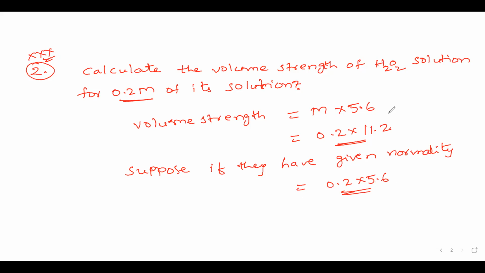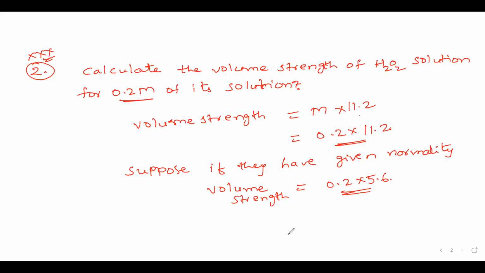So to find the volume strength of hydrogen peroxide when the molarity of hydrogen peroxide is given, we can find volume strength by using the formula: volume strength is equal to molarity into 11.2. And suppose if they are given normality, volume strength is equal to normality into 5.6. So these are the two formulas.